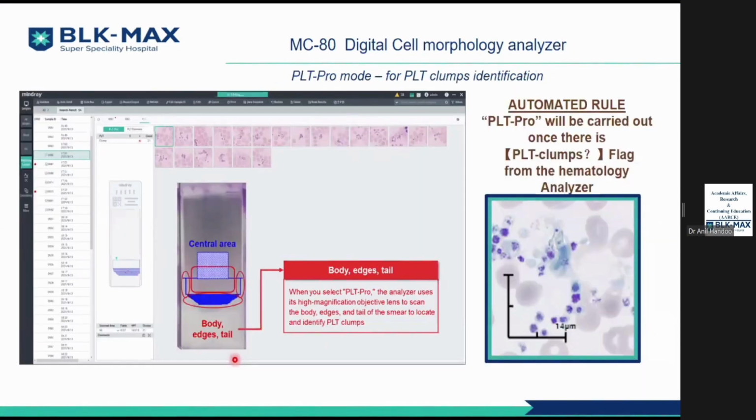There is also a very interesting thing called the platelet pro mode for identification of platelet clumps. And this is because the majority of the hematology digital morphology analyzers actually analyze data only in these areas. They just go to the central area and identify it there. But in this particular mode, they are able to identify the platelets on the edges of the cells as well. So platelet clumps can be detected in the tails, edges, and the body.